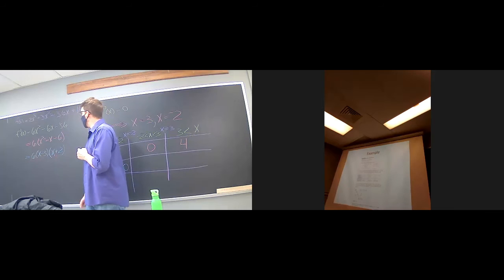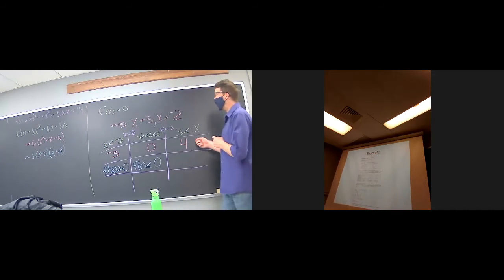So x is going to be greater than 0, right? At 0, we have 6 times negative 3 times 2. That's obviously going to be negative, right? And at 4, we're going to have 1 and 6. So this is obviously going to be positive.